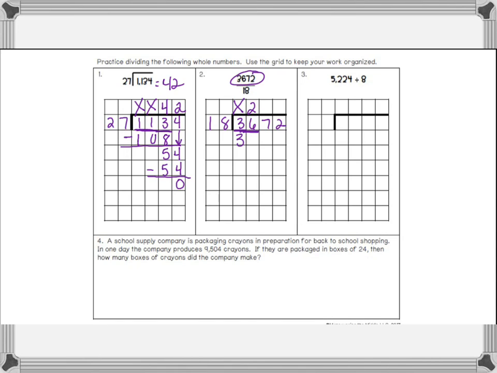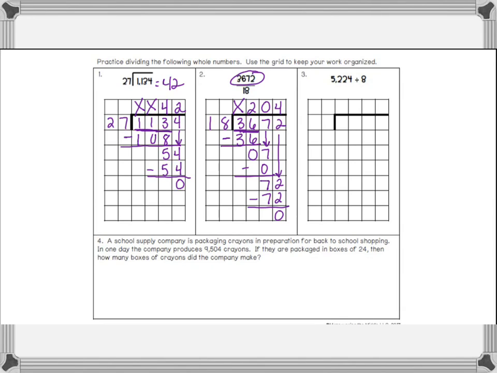2 times 18 is exactly 36. So I'm going to subtract and I have 0 and I'm going to bring down 7. 7 divided by 18. Well, 7 is smaller. I can't put an X in the middle of my number, so I'm going to have to use 0. 0 times 18 is 0. Subtract and I have 7. And then I'm going to bring down 2. 72 divided by 18 is 4. 4 times 18 is exactly 72. Subtract and I have 0.